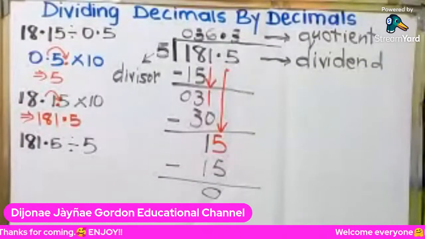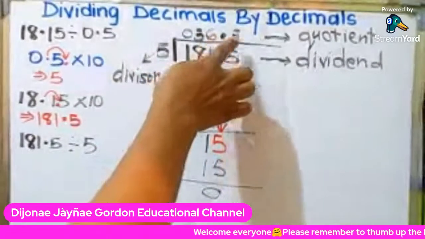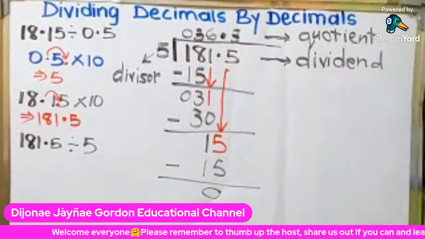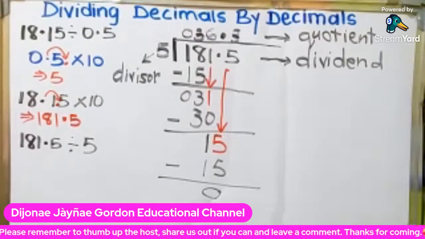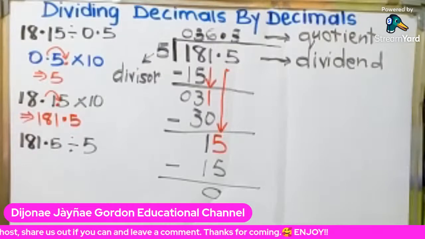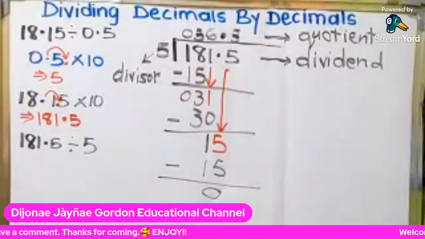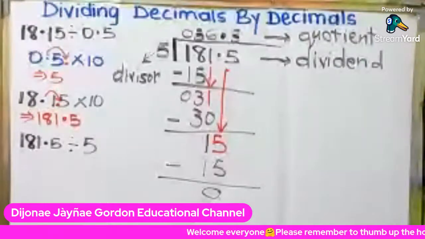So, of course, our quotient is 36.3. That is our quotient. And of course, that is how we go about working decimal divided by decimal. Remember, the first thing you have to do is to ensure that you change your divisor to a whole number. All right? I'm going to leave it there for you to look at, and then I'm going to erase it in a bit.